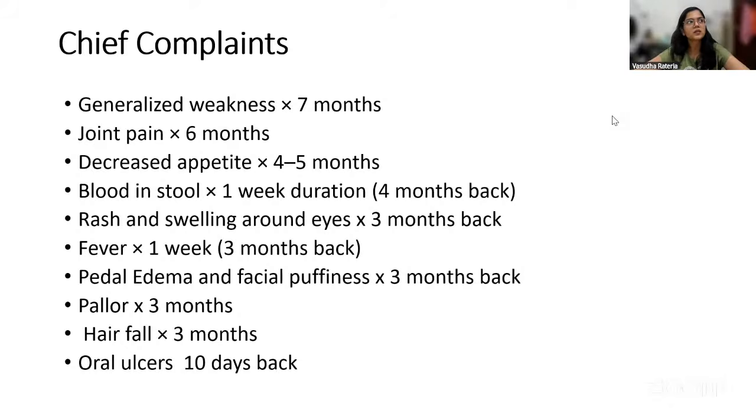Sir, generalized weakness in an adolescent girl, one cause could be anemia. Hypothyroidism could be a cause. Then, in this age group, maybe a psychological cause like depression or anxiety may also be causing generalized weakness.